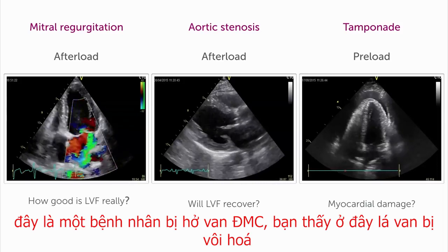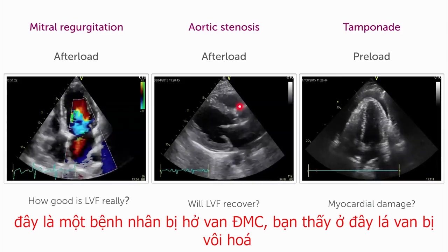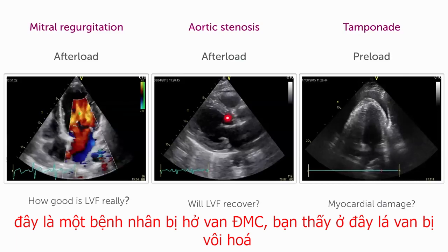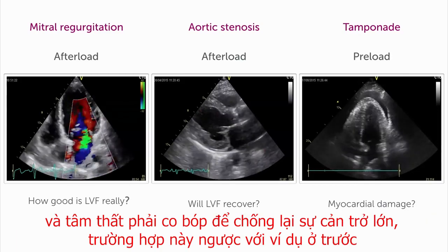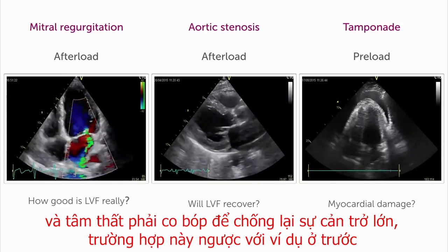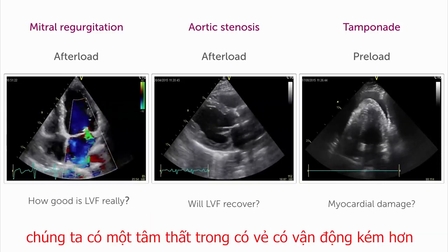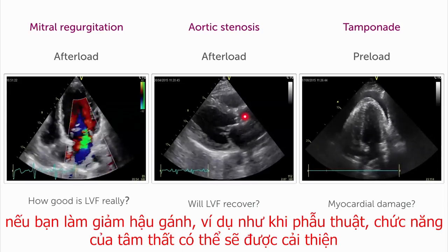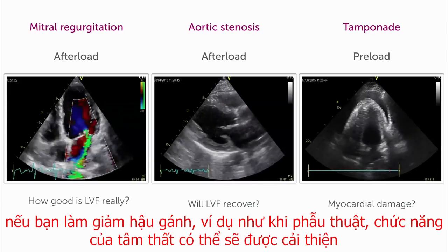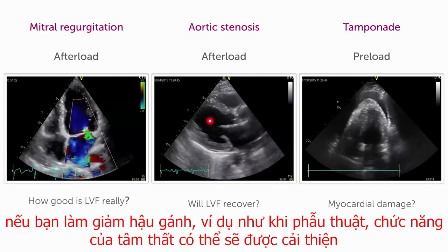In the middle, you have an example of a patient who has an increase in afterload. This is a patient who has aortic stenosis. You see the valve is calcified and the ventricle has to pump against this high resistance. Now this is just the opposite of the previous example. Now we'll have a ventricle which looks worse than it actually is. If you relieve the afterload, for example, if you operate the patient, the ventricle will improve in function.